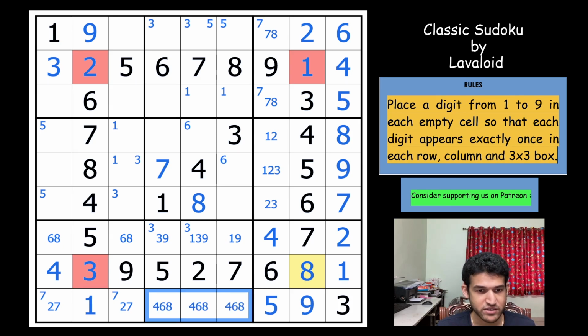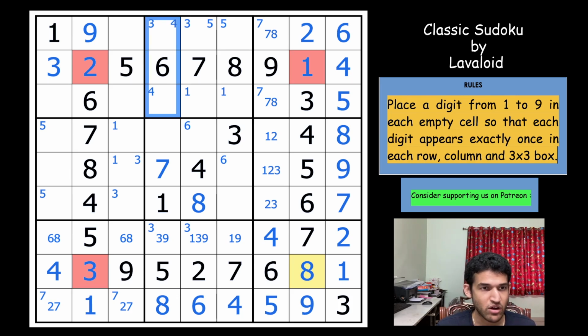Okay, I have a 4 8 here, so that gives me a 6. This becomes a 4 8 pair. I have 8 here, so that is an 8 and that is a 4, which means these two cells will be a 4 in column 4.